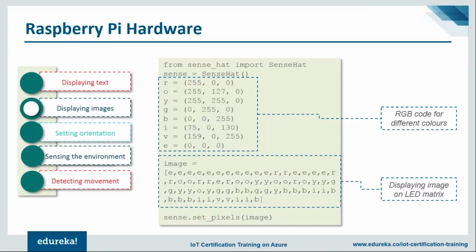What I've basically done is identify the RGB colors: red, orange, yellow, green, blue, indigo, violet, and E stands for empty, which is null. Based on this I've created a random matrix, and each of these values defines a pixel of the Sense HAT. As I mentioned earlier, this is an 8 cross 8 LED matrix, so each of these values is for one of the individual pixels. The numbering starts from the left top position and goes row by row. Let me show you the output for this as well.